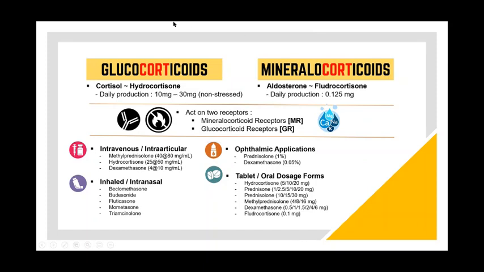The natural glucocorticoid, as I mentioned earlier, is cortisol. And hydrocortisone, which is the drug, mimics the cortisol structure. Aldosterone is a natural mineralocorticoid. The only drug available that can produce the same effect as aldosterone is fludrocortisone. Naturally, our body will produce 10 mg to 30 mg of cortisol in non-stress conditions. Besides that, our body is also able to produce 0.125 milligram of aldosterone.